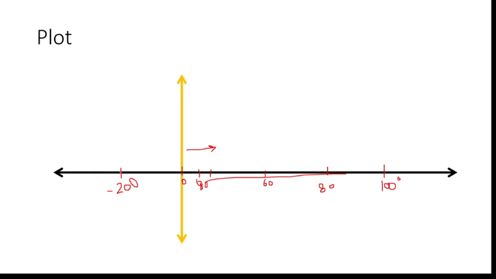At negative 20 your function is 0, okay. At 40 now your amplitude is 2 units, 2 units above and negative 2 units below, okay.